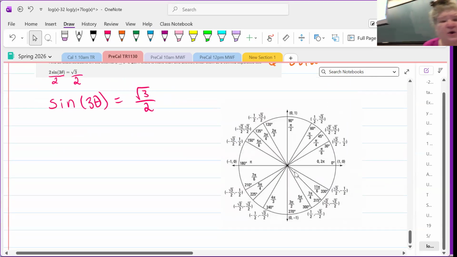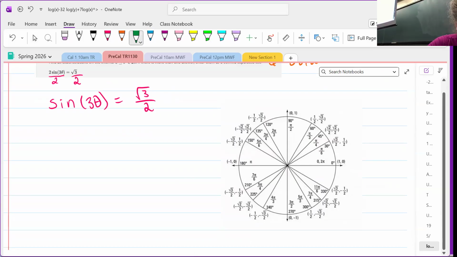Now this is where we go to the unit circle. There are 2 places where the sine value is square root of 3 over 2. Sine is our y value. So there's one of them in quadrant 1, and then there's our other in quadrant 2. That is literally where the sine is square root of 3 over 2.